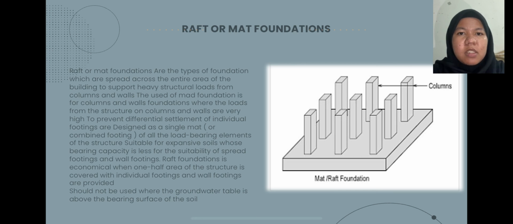Raft foundation is economical when one-half of the area of the structure is covered with individual footings and wall footings are provided. It should not be used where the groundwater table is above the bearing surface of the soil.